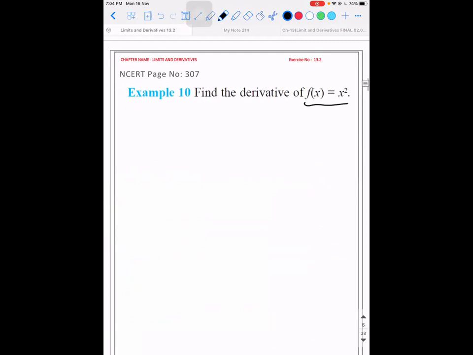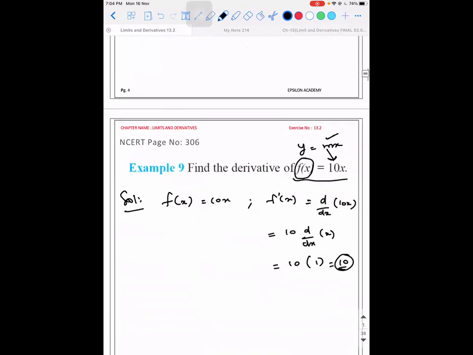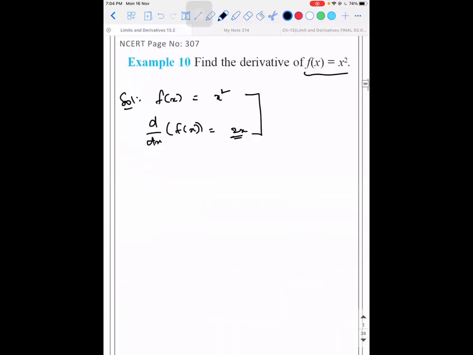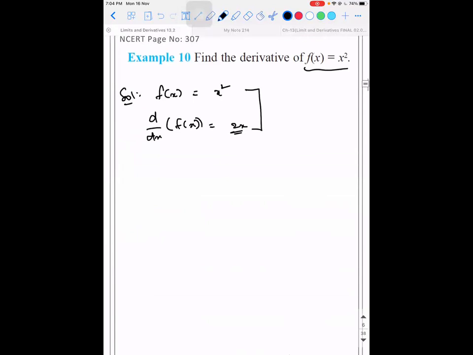Find the derivative of f of x is equal to x square. Solution. f of x is x square. d by dx of f of x is 2x, sir. That's it. Derivative of x power n is n into x power n minus 1. See here, the problems are simple because we are doing it using the direct method. I hope you know how to handle it using the first principle, right? Did they mention it anywhere? No, they didn't. So here you are getting the answer directly, that is, sorry, 2x. If they mention using the first principle, then you have to use that method.